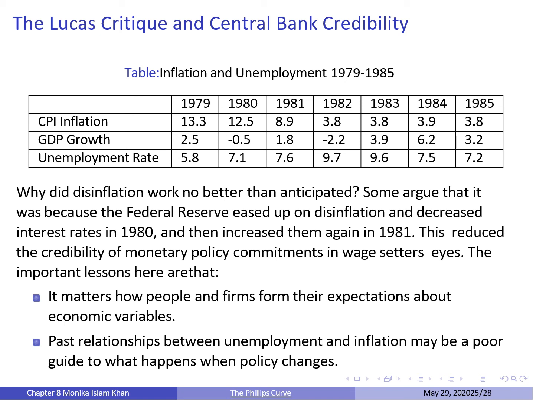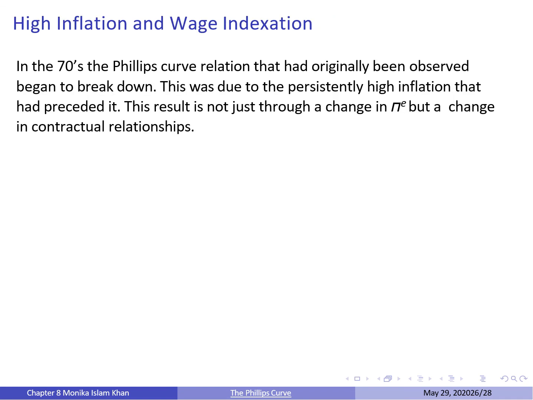Second, past relationships between unemployment and inflation may be a poor guide to what happens when policy changes. This is because, as we have seen, the relationship between unemployment and inflation sometimes changes over time. In the 1970s, the Phillips curve relation that had originally been observed began to break down. This was due to the persistently high inflation rate that preceded it. This result is not just through a change in expected inflation, but also through a change in contractual relationships.